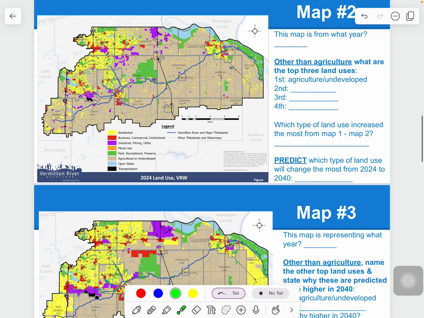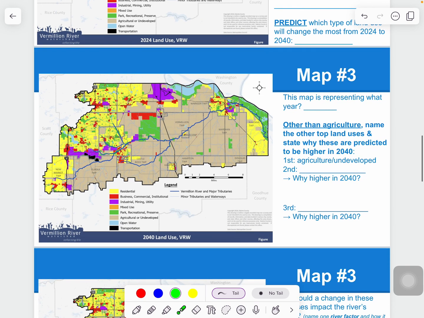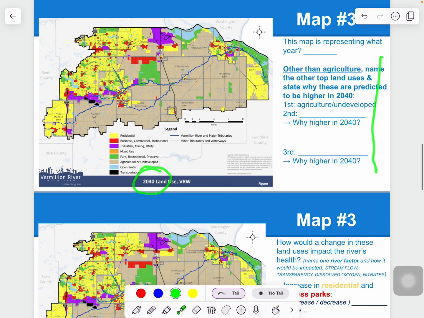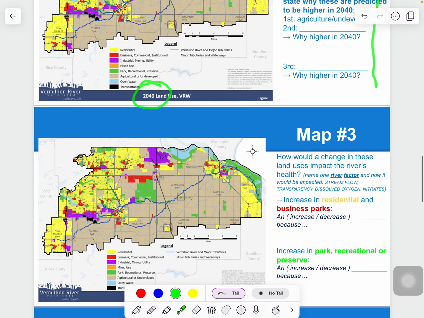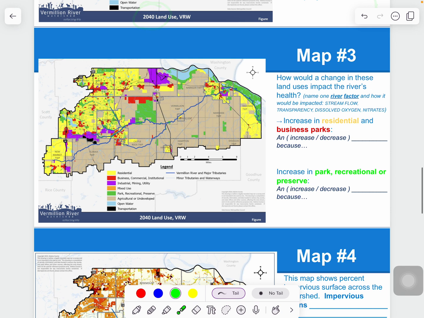And then before you keep going, there's a little predict, right? Map 3, fast forward ahead to 2040. Again, similar style questions. What are we looking at as the most, and why do we think those are projected to be the most? And then here we're starting to get to those impacts, right? If we change those surfaces, what would be an impact to one of our river factors? So you get some choice here, right? What would be impacted? Stream flow, transparency, oxygen, or nitrates? And give me that because, right? How is that going to be happening?